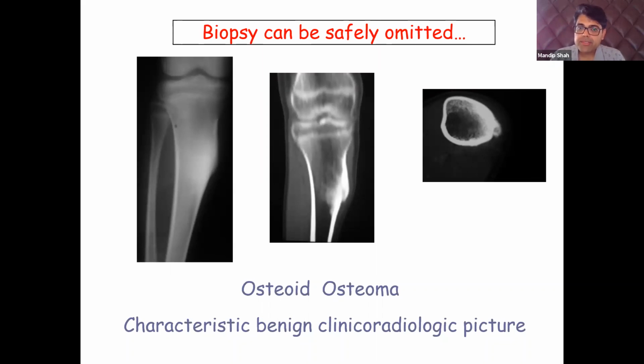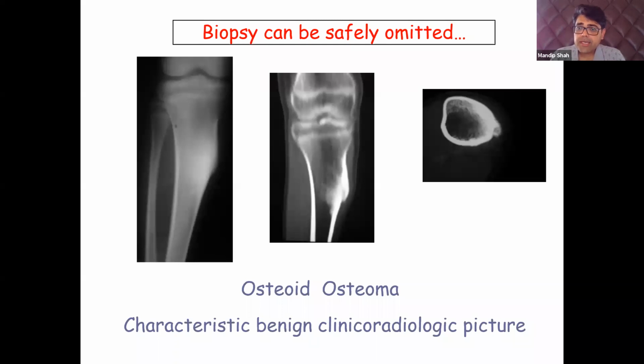You have a patient who is an adolescent. He has a nocturnal pain which is relieved by analgesics. You see a wasting of the extremity. You see a beautiful nidus on the CT scan, and you see a surrounding extensive edema on MRI. So you know that your diagnosis is osteoid osteoma. This lesion does not need a diagnostic biopsy.